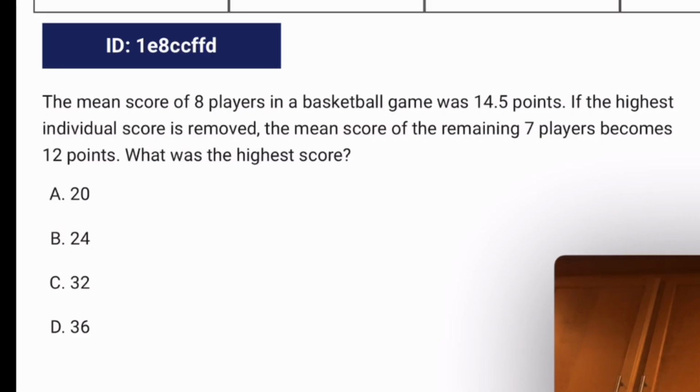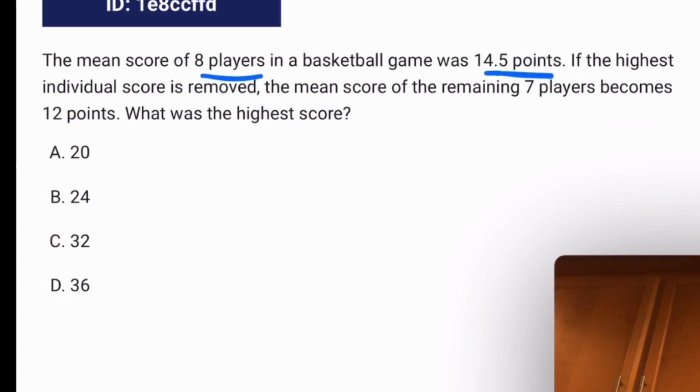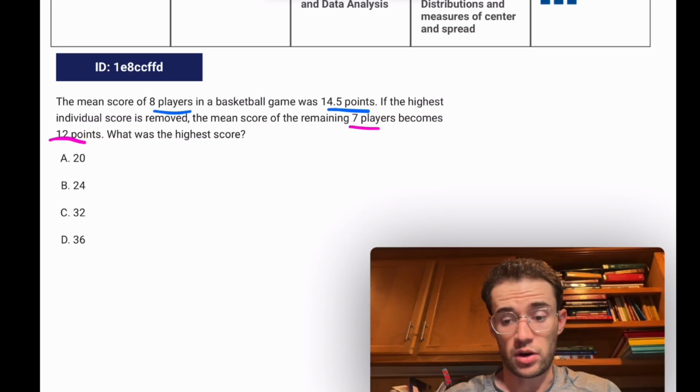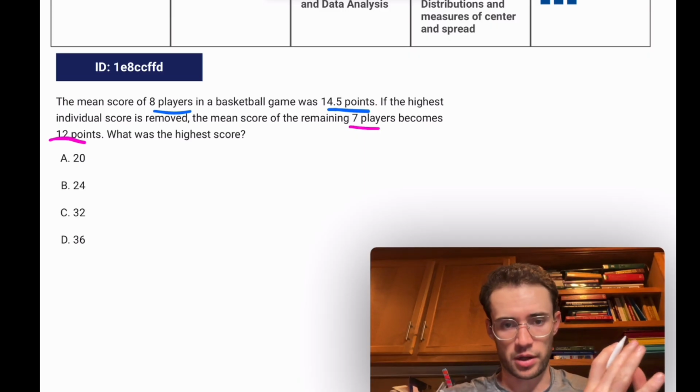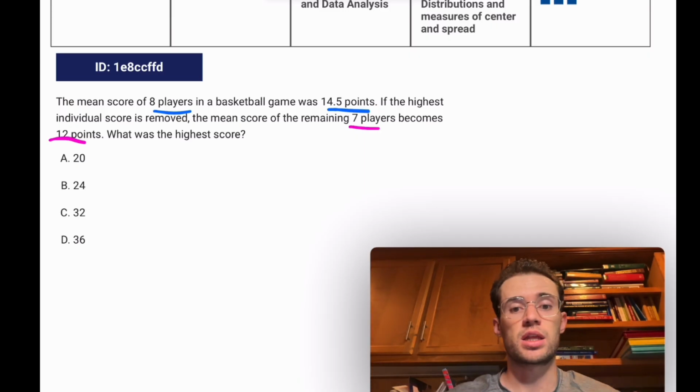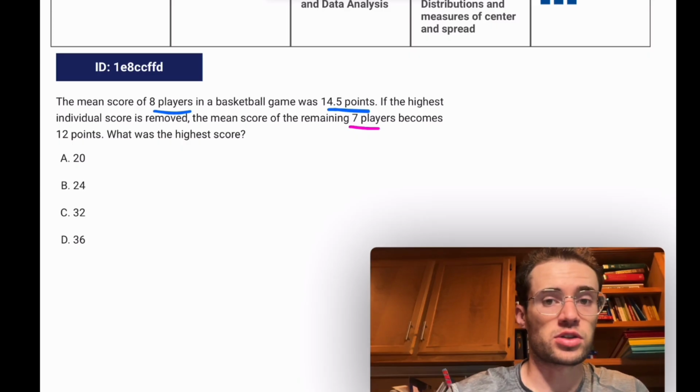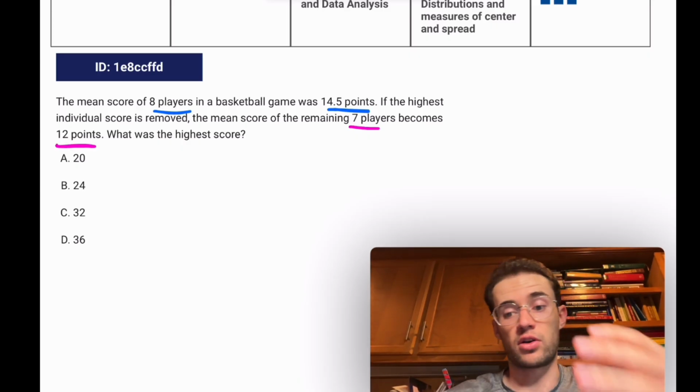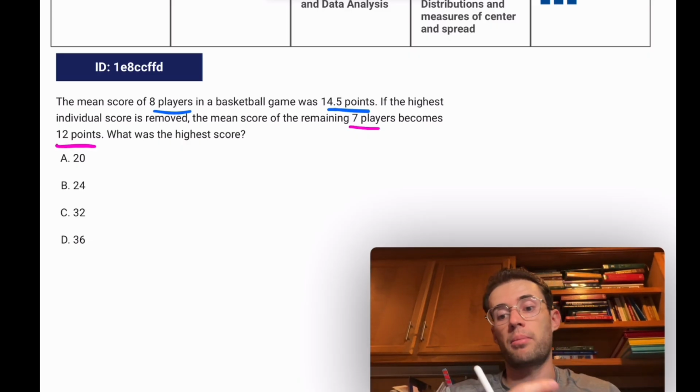The mean score of 8 players in a basketball game was 14.5 points. If the highest individual score is removed, the mean score of the remaining 7 players becomes 12 points. What was the highest score? The way that you do this is you just figure out what the total points are of the 8 players with the highest score included, and then find what the total points would be for the players without that higher score, and then you figure out the difference, and that difference is accounted for by that player, like how much they scored.